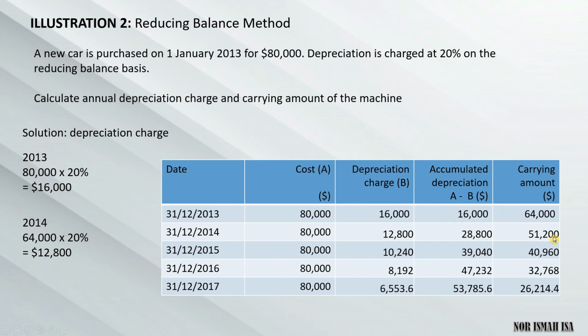51,200. Again, in order to get the depreciation charge in 2015, you multiply the carrying amount of 51,200 with 20%, and you will get the depreciation charge as 10,240. And for the accumulated, you add this depreciation charge with the last accumulated depreciation, which is 28,800. You will get the accumulated depreciation for that year. As the carrying amount, you will get 40,960 by subtracting the accumulated depreciation to that year from the cost. Again, next year you will multiply the carrying amount with the percentage. Lastly, you will see that the carrying amount will not go to zero. It will decrease.